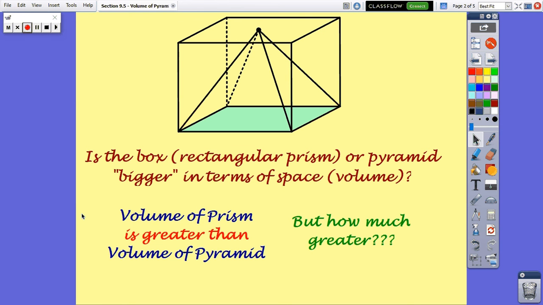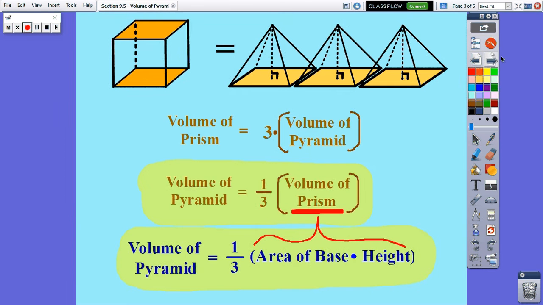But the question is now, well, how much bigger is the volume of the box? Or how much smaller is the volume of the pyramid? Now, normally I would do this with you in class. I would do a little demonstration for you. But since we're not in class, I cannot easily demonstrate that to you.